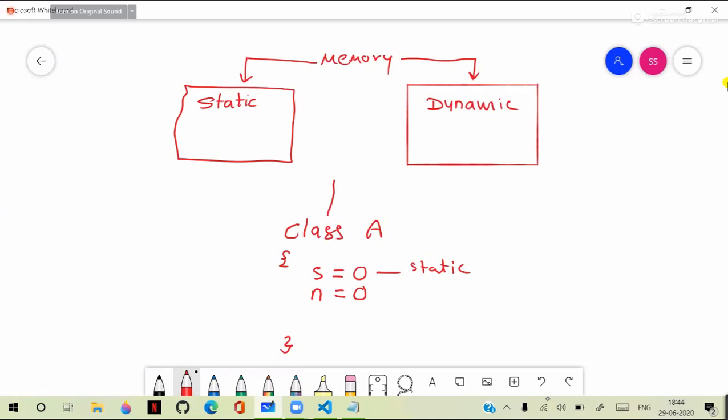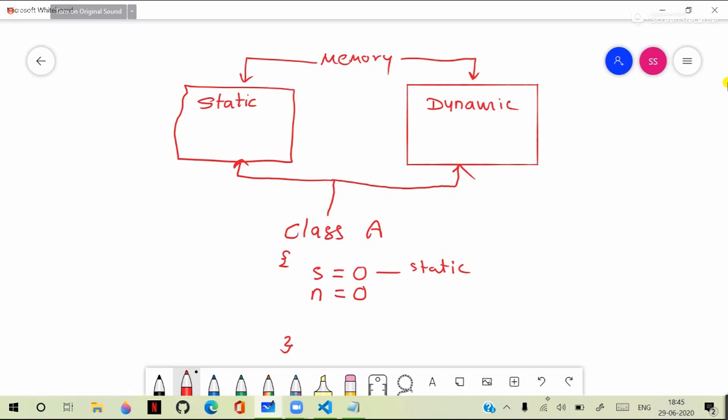The class will classify its memory for its members. For static members, it will allocate static memory, and for non-static members, it will allocate dynamic memory. That means in one memory allocation, we have both static and non-static.